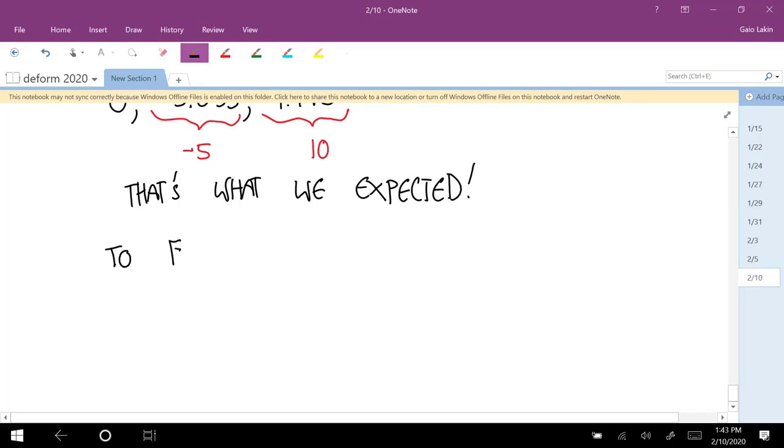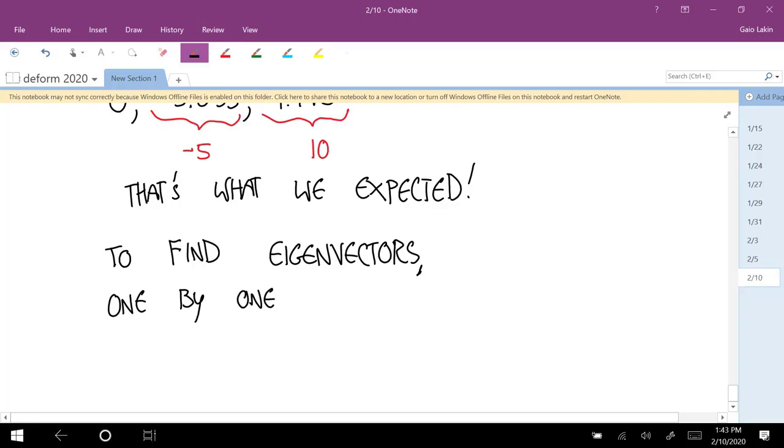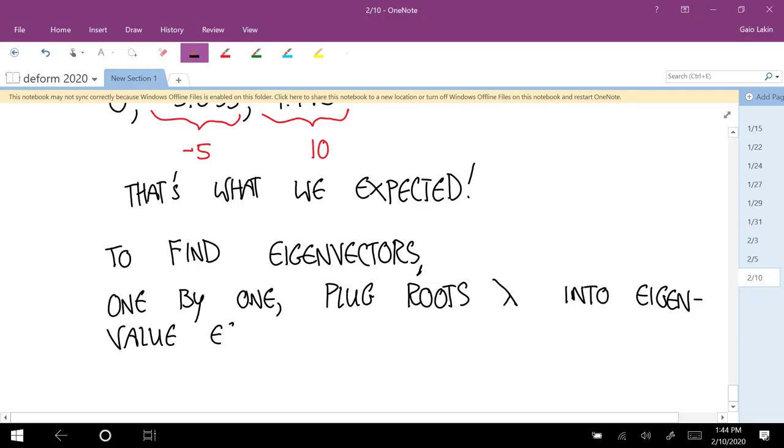But now we want to find the eigenvectors. And so what we're going to do is, one by one, plug the roots for lambda into the eigenvalue equation and solve for this unit vector n.